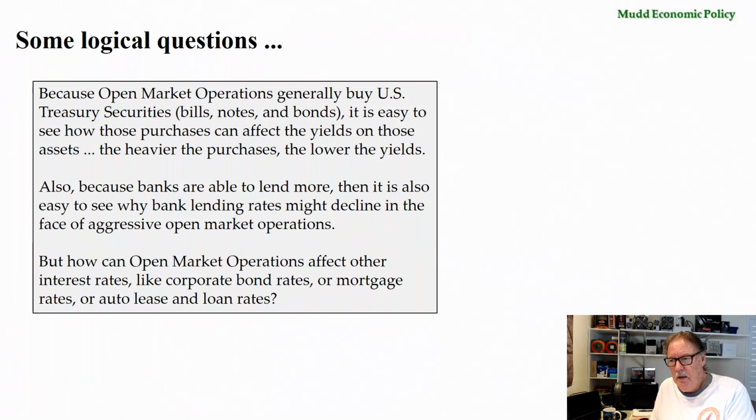But how can open market operations affect other interest rates, like corporate bond rates or mortgage rates or auto lease and loan rates, for example? Because the Federal Reserve System traditionally has not bought those, although in recent years they have bought mortgages. That's something that will be explained in the lecture that makes qualifications to the original open market operations.